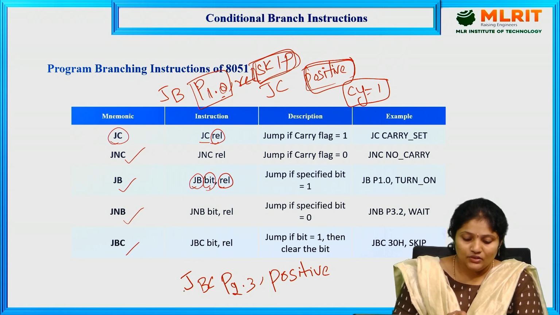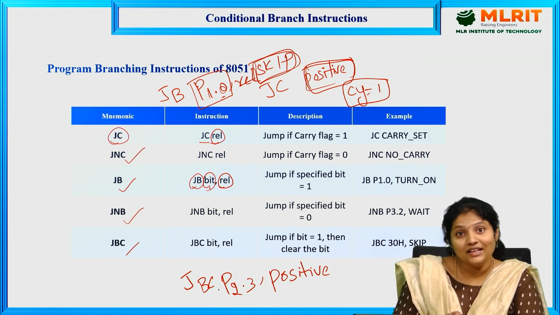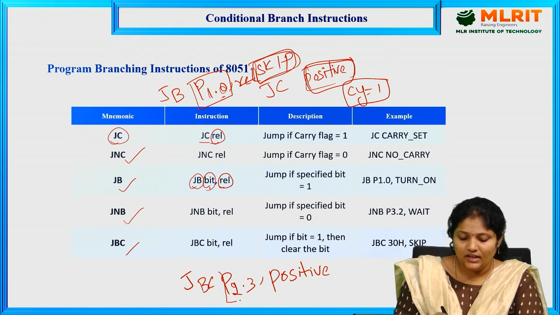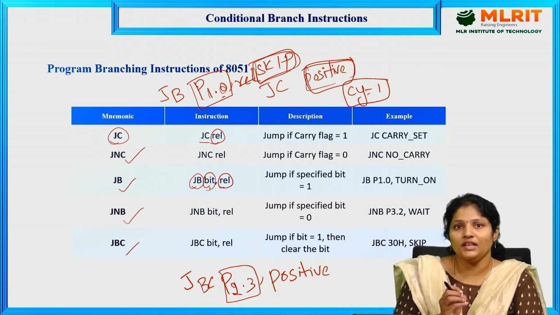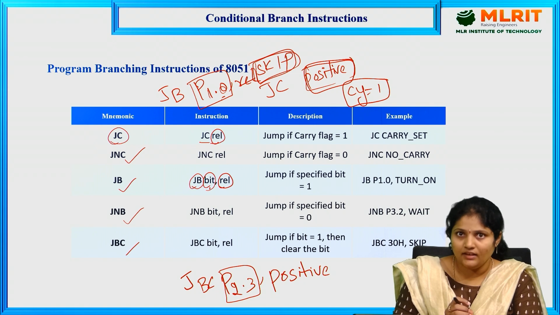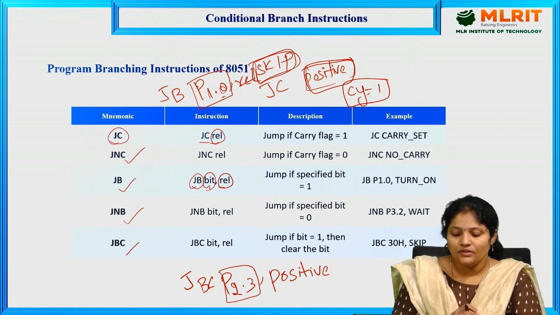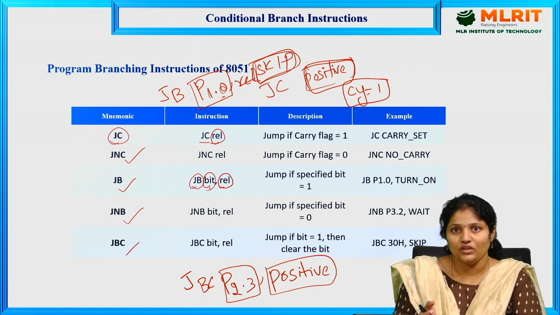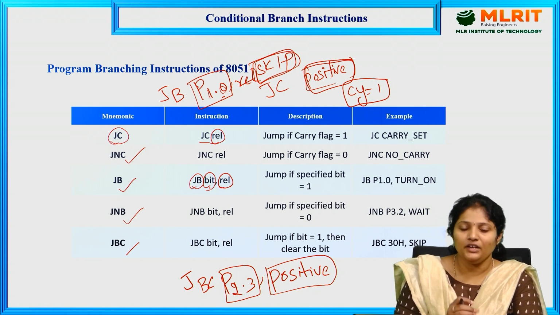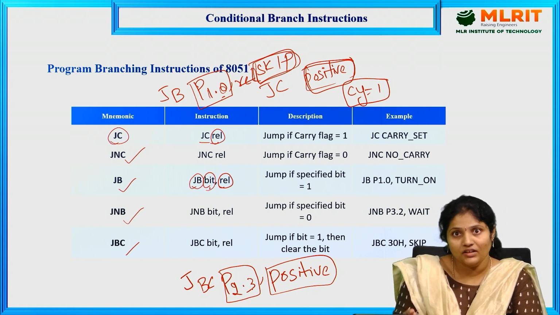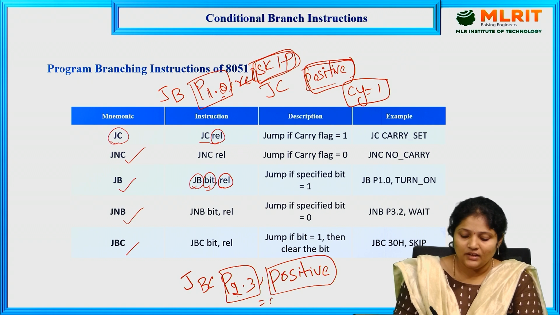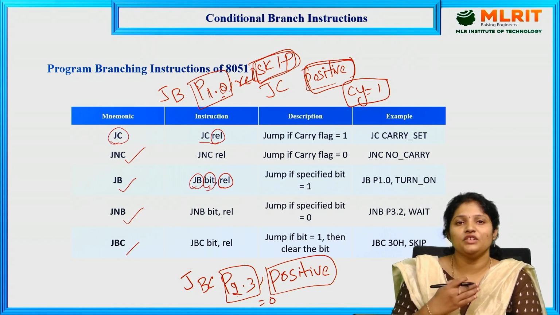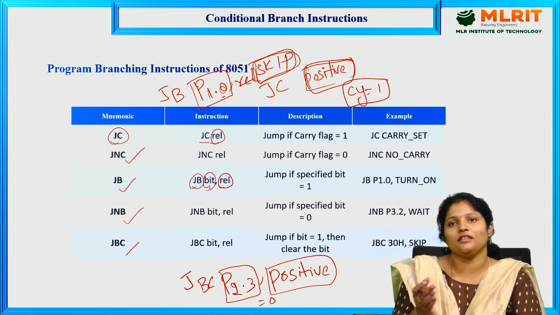So here what will happen, JBC: jump if bit is there and clear the bit. It will check if P2.3, in port 2 the third bit position, is 1 or not. If 1 is there, then only the condition is satisfied. So then it will move to positive. Before going to that particular address location, it will clear the bit P2.3. Now after execution, this bit will become 0. Jump if bit is there and clear the bit.